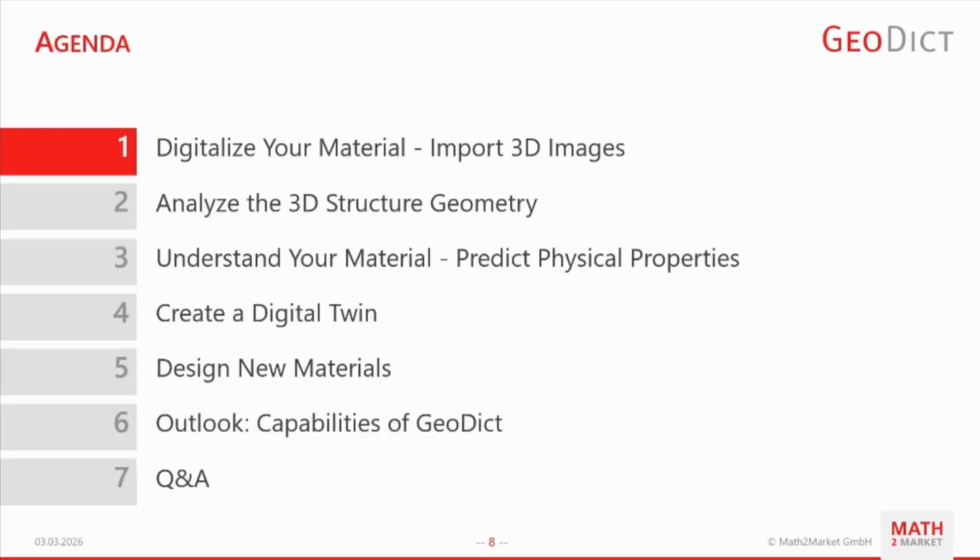So the agenda of today's seminar follows a typical workflow step by step. At first, we will import an existing material into GeoDict. We will then analyze it geometrically, for example, determine the pore or grain sizes. We will then predict the physical properties of this material. So we compute values here that we could compare with experimental measurements. And up to here, we're still working on the existing material.